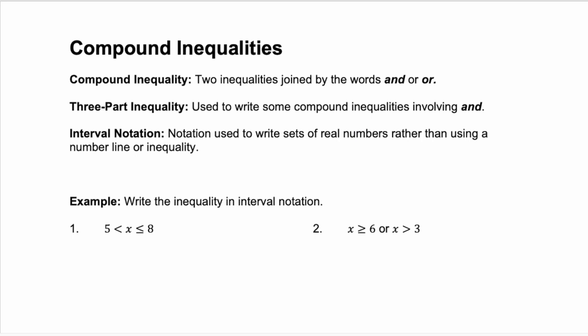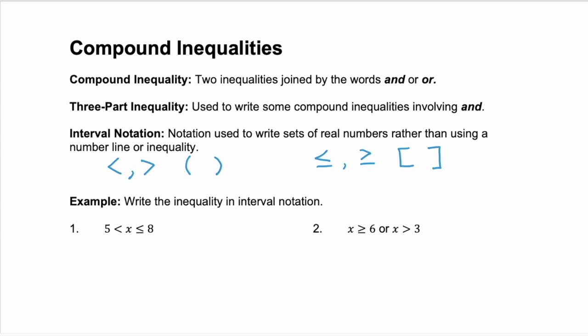Interval notation is the notation you use to write sets of real numbers rather than using a number line or an inequality. So if you have strict inequalities, like less than or greater than, you would use interval notation that uses parentheses. Parentheses represent these strict inequalities. If you have a weak inequality, that's a less than or equal to, or a greater than or equal to, those need brackets. The brackets represent the equal to part and say that that number is a possible answer, where the parentheses with the strict inequality are saying that that number isn't a possible answer.